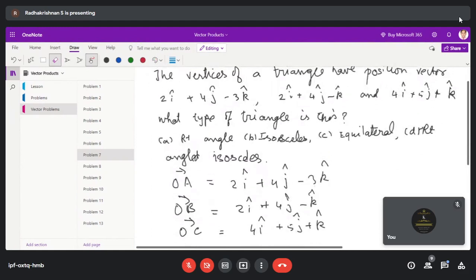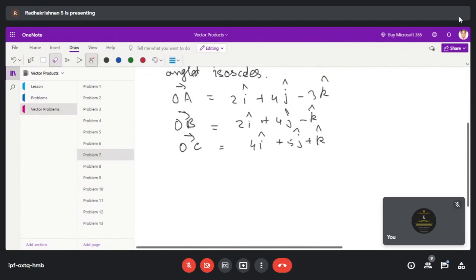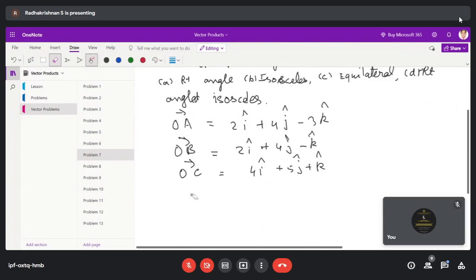So what are the sides? AB equal to what? AB equal to OB minus OA, equal to 2k. The rest of the things get cancelled out.